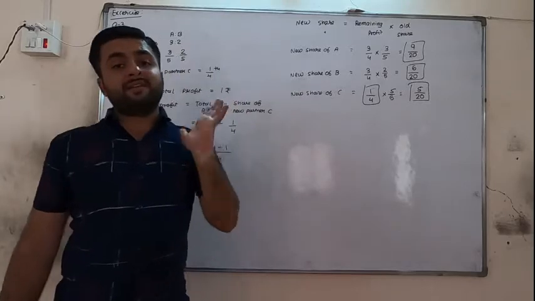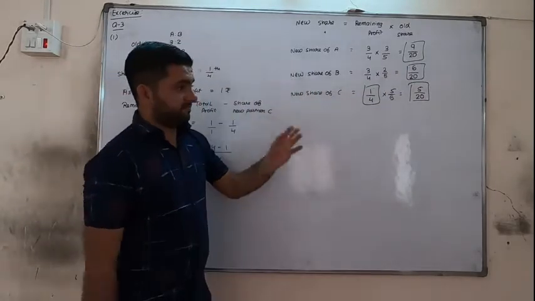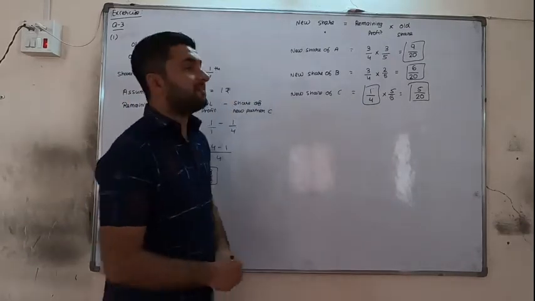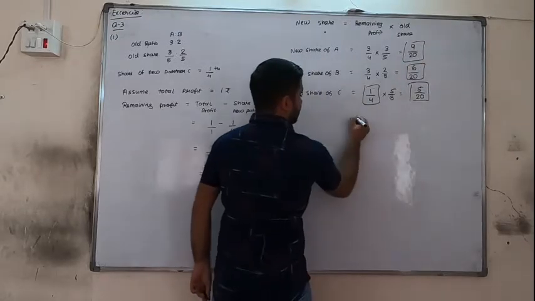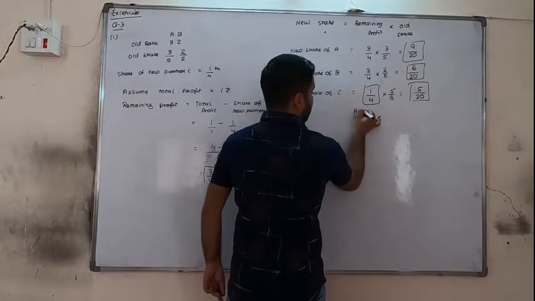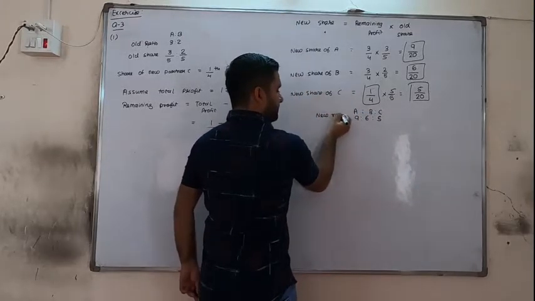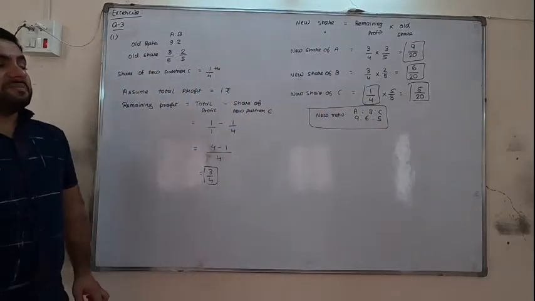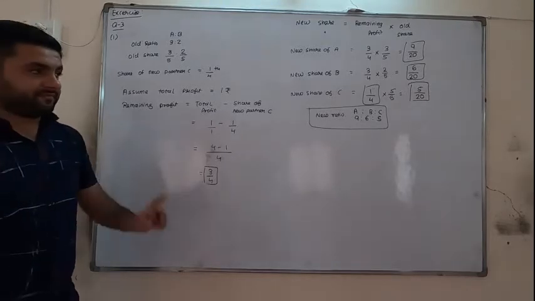Now we have to make the denominators equal. Here both are 20, and here only 1 by 4 is given, so by multiplying 4 with 5 we can get this share. Now we can get the new ratio. How? 9, 6, 5. 9 is to 6 is to 5, A is to B is to C. So the new ratio between A, B, C is 9 is to 6 is to 5.